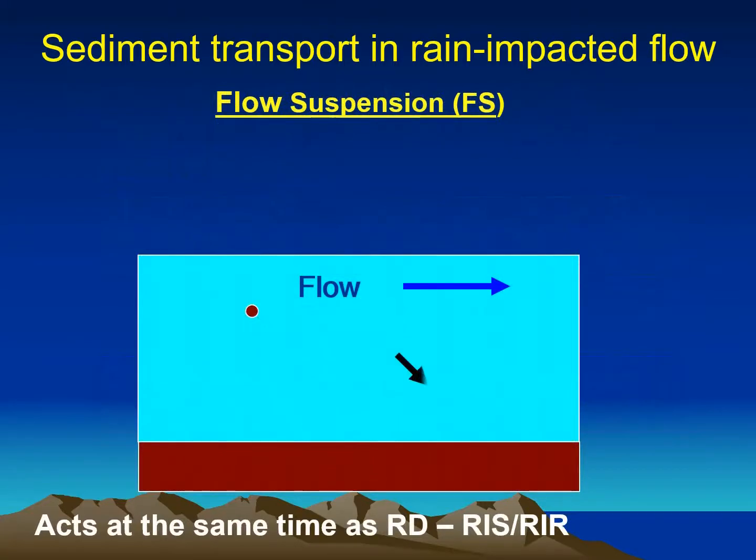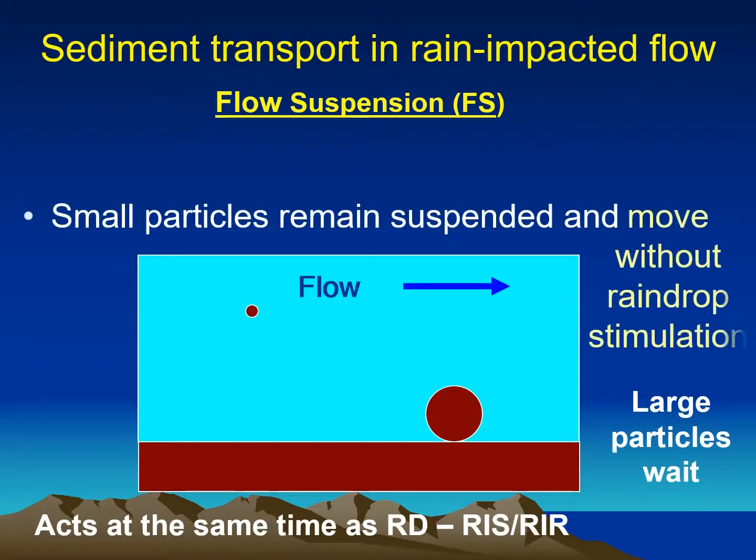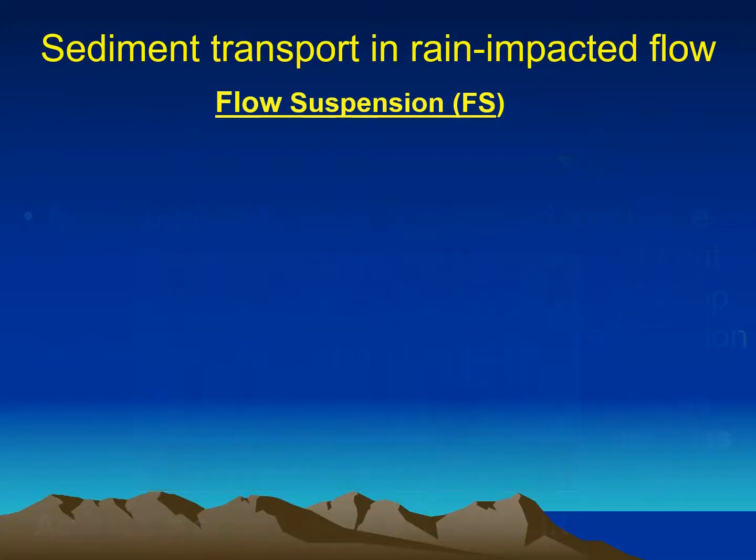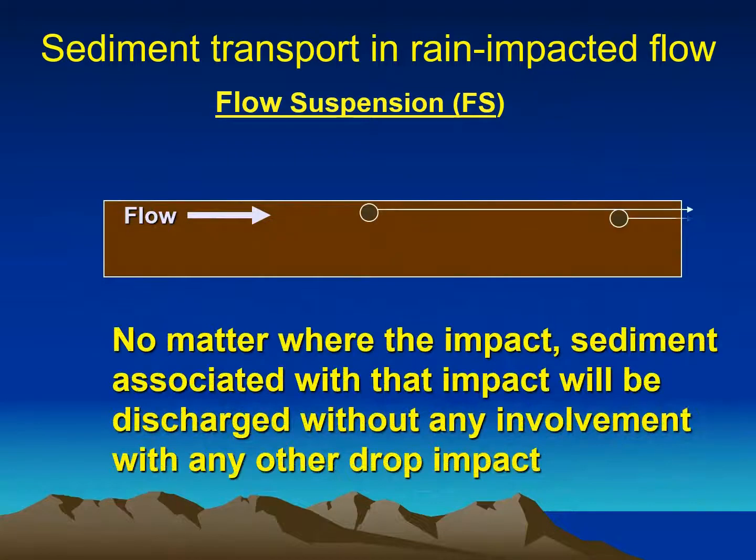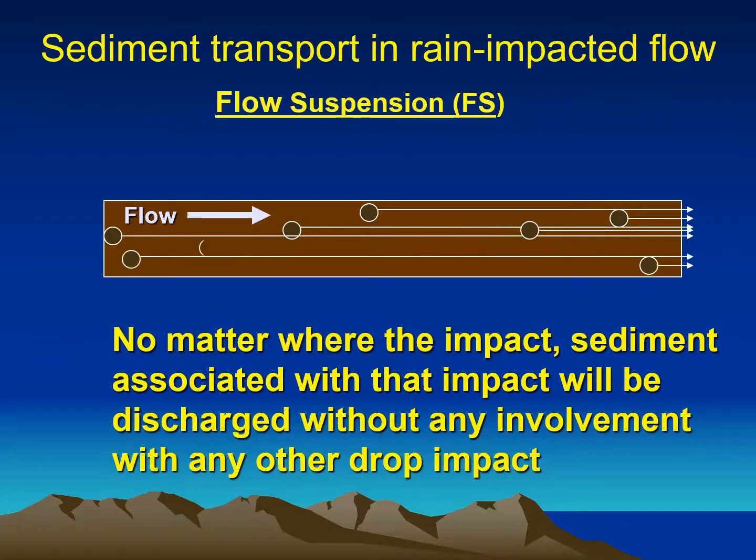Fine material remains suspended in the flow and moves without further influence by raindrop impact, while the large particles sit and wait for the next drop impact to move. No matter where the impacts occur, fine material moving by complete suspension will be discharged across the downstream boundary.